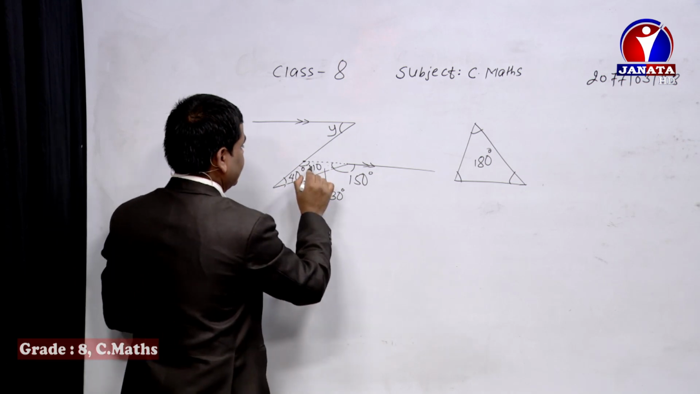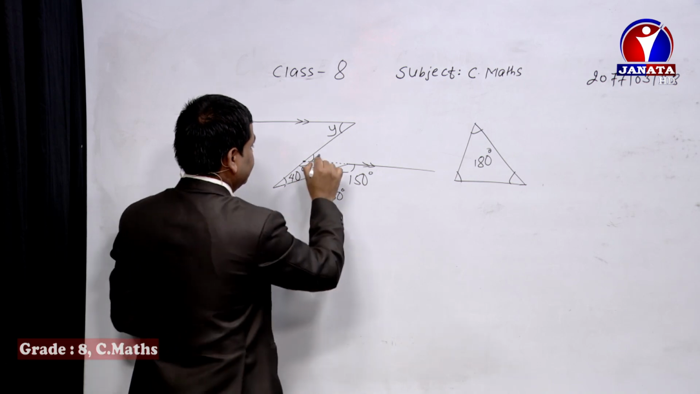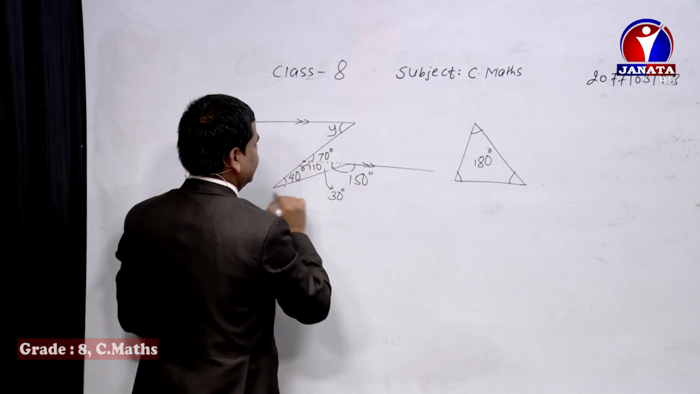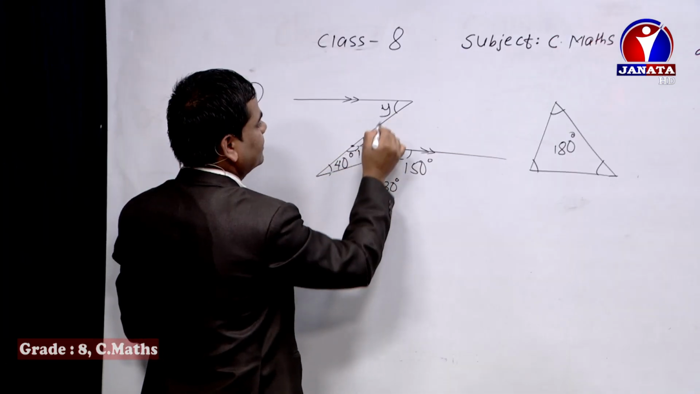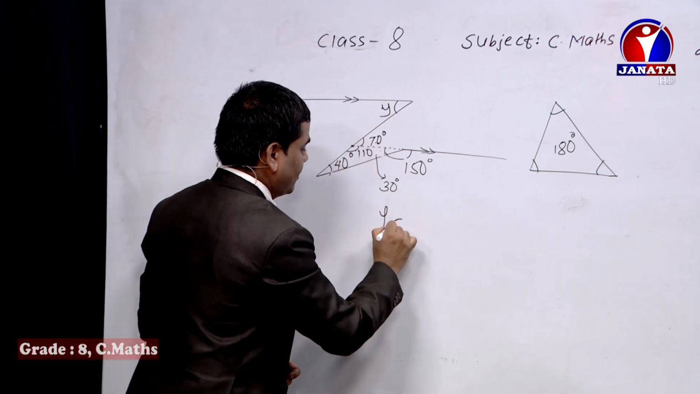Now look at here. If it is 110, now do the sum of supplementary angles to this one, then here will be 70 degrees, isn't it? To be 180. Now y equals 70. It is an interior alternate angle. So we will get the value of y as 70 degrees.